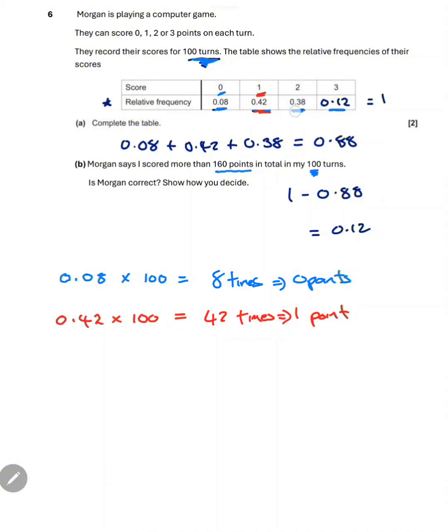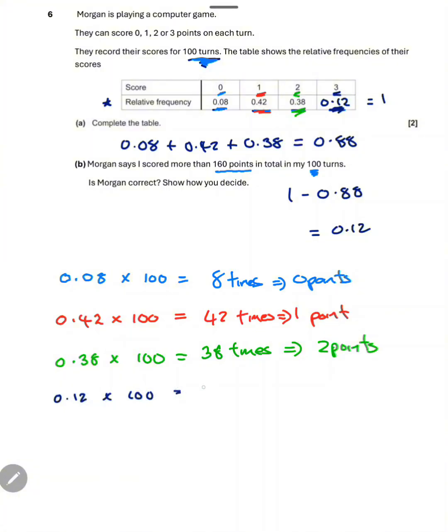I'll keep following this through. 0.38 of the 100 turns is 38 times. I'm going to get 2 points. And then we've got one more to do. I'll stay in this funky colour. 0.12 of the 100 turns, I get 3 points.